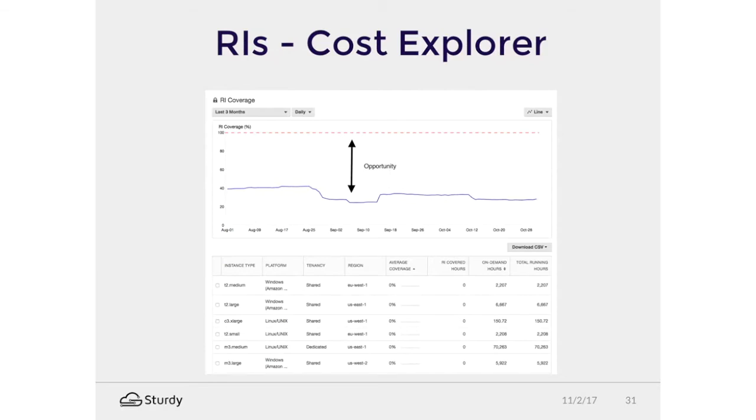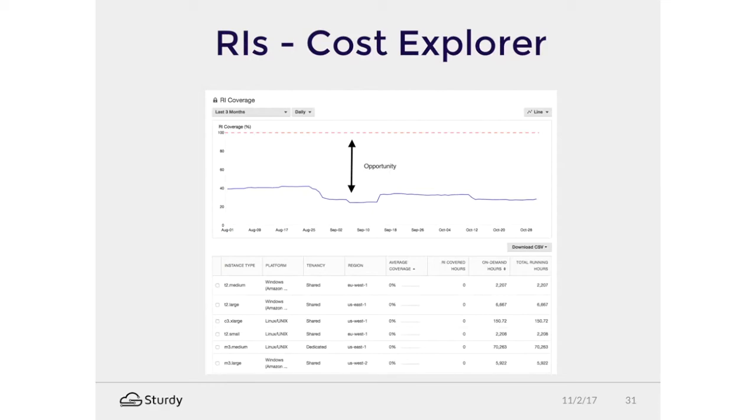Here's what it looks like in the Cost Explorer. The Cost Explorer has the option to go in and look for RI coverage. So what you're seeing here is the blue line are instances that are covered by an RI. The red line is what 100% coverage would look like. In between those two lines is opportunity to save money.